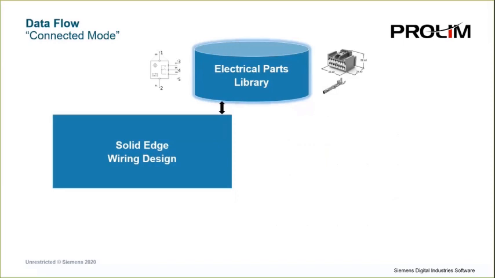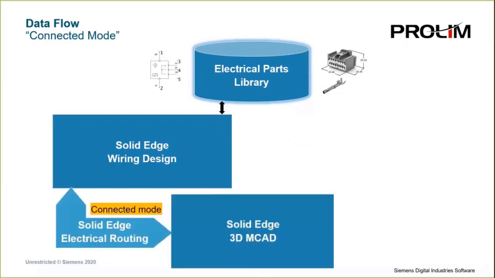So what I'm showing here is the electrical parts library. We're pulling and building up our wiring schematics. As we have information, we want to share that with the mechanical colleagues. We do that with the connected mode to the Solid Edge MCAD. And to do that, we need the Solid Edge electrical routing piece in the MCAD.